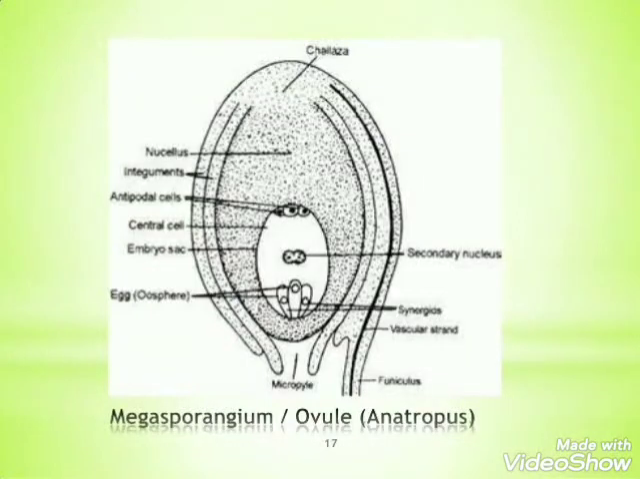Good morning students. In the previous video lesson we studied the female reproductive unit of the flower, that is the pistil, and its three important parts, that is stigma, style and ovary. Now we will study the structure of the megasporangium or ovule, which is found inside the ovary. The given diagram shows the structure of a mature megasporangium or ovule.